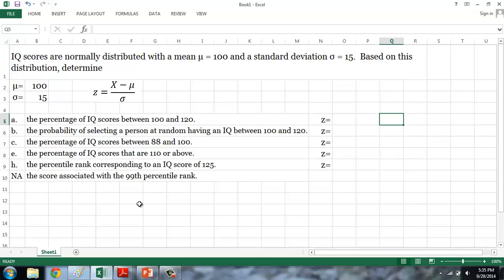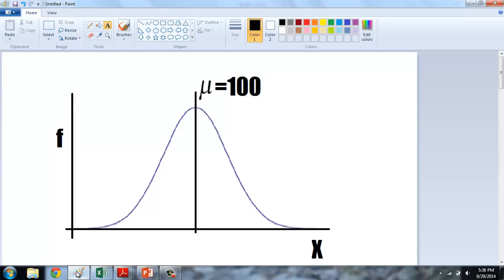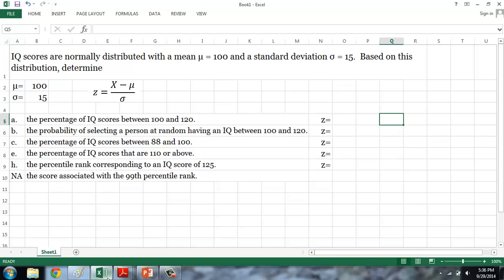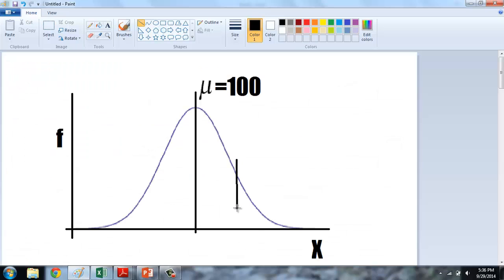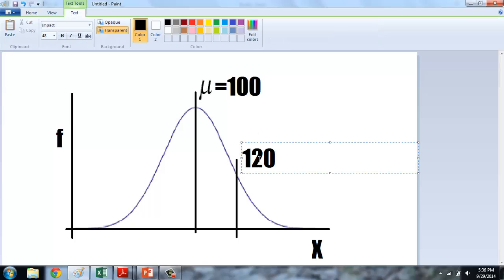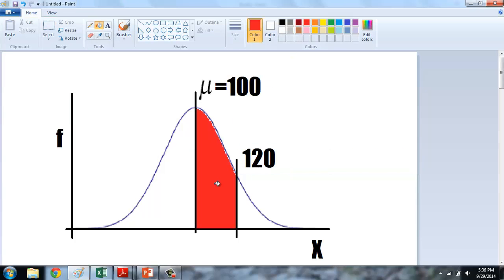The first question asks for the percentage of IQ scores between 100 and 120. I strongly recommend, when working on these problems, you take a piece of paper and draw a normal curve, and then shade in the part of the curve you want to find the percentage of. In this case, we want the percentage between 100, which is our mean, and 120. So I'll draw a line here and label it 120. And what we want is this area. That is the area between 100 and 120.